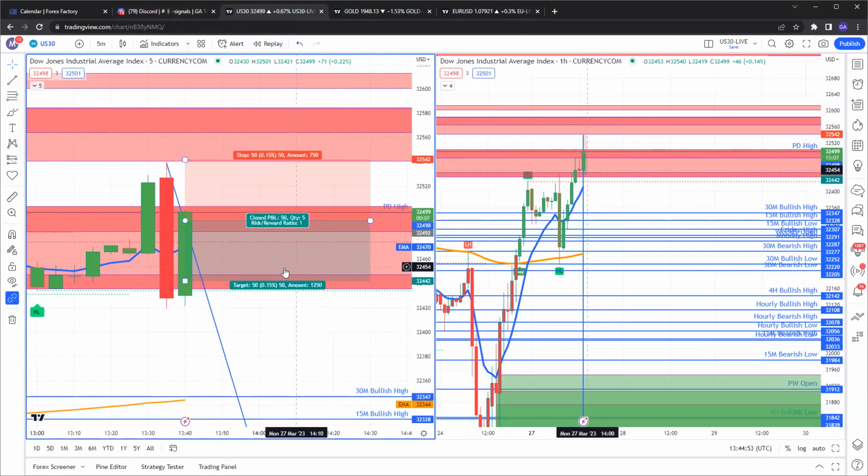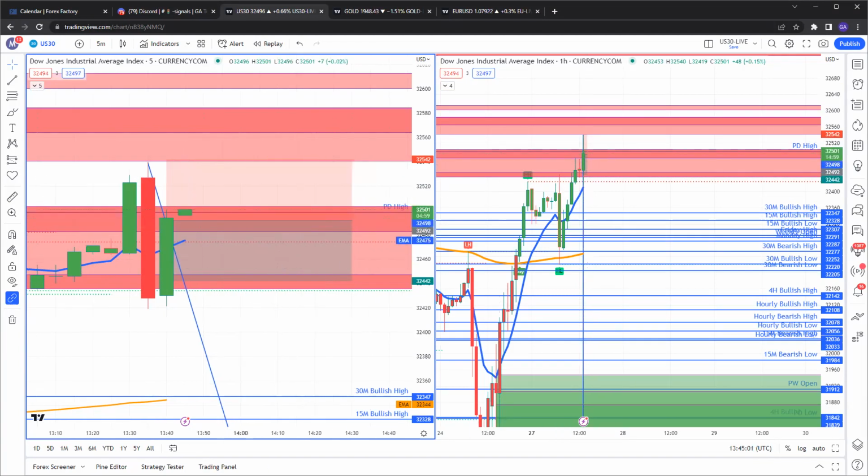Yeah, so right now it's a waiting game, 0.25% risk. For me on a 200K account, if I lose this trade, I would only lose 500 bucks.